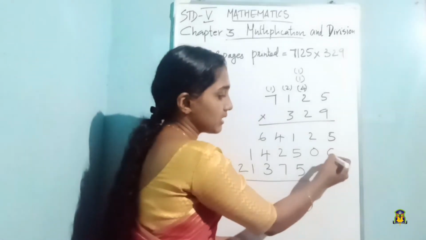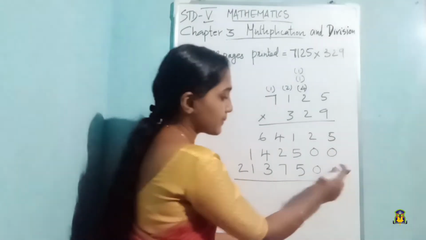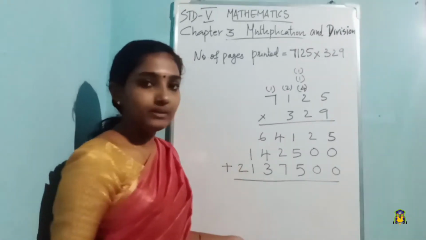Now here, in this place, the ones place, it's 0. And here also, in the tens place and ones place, it's 0. Now we can add these to get the answer.